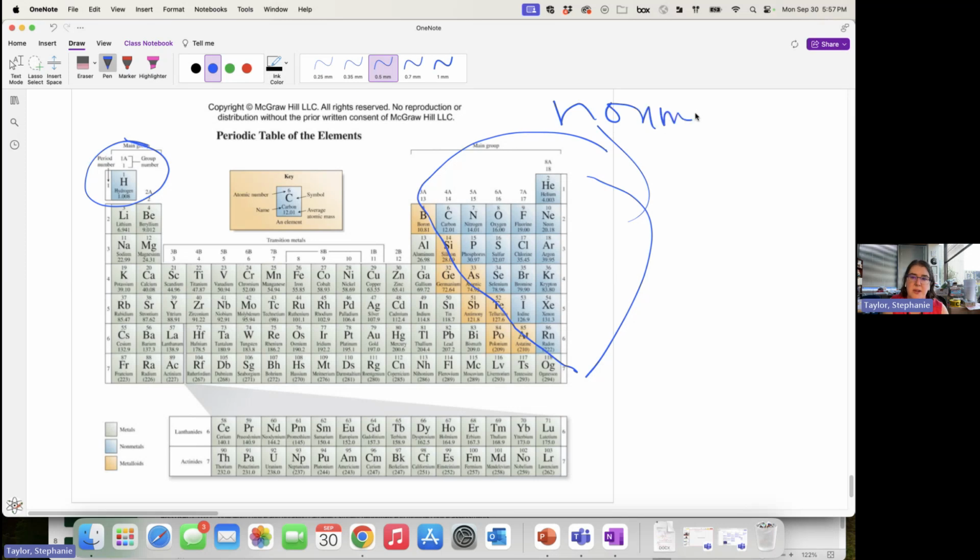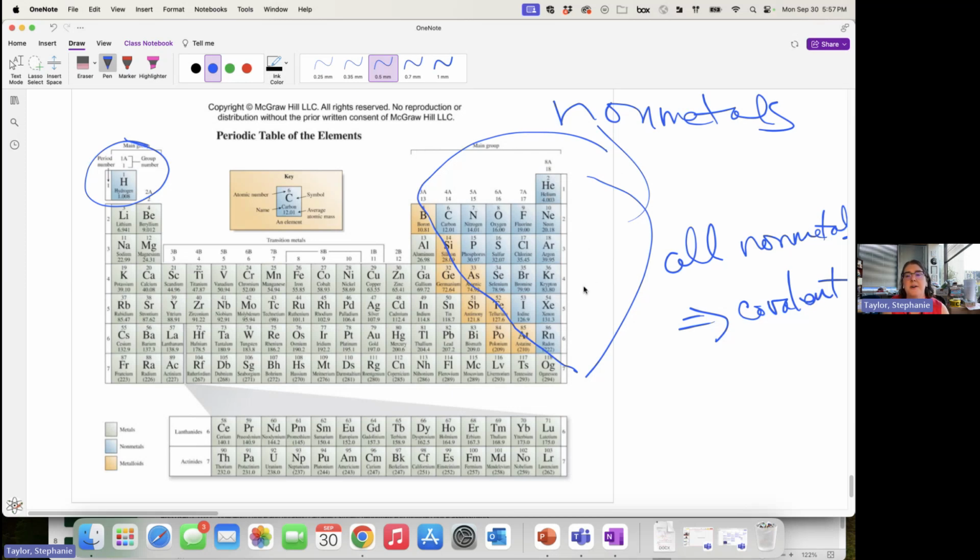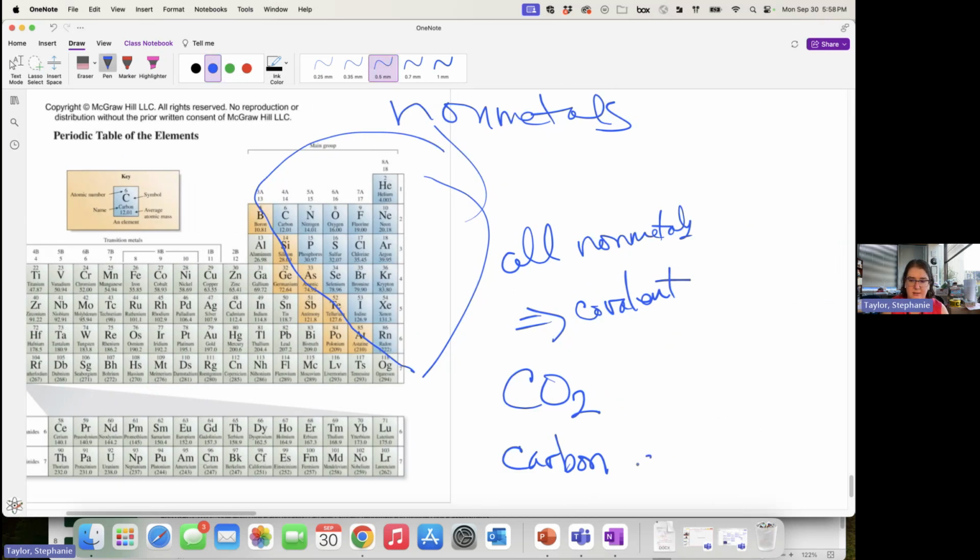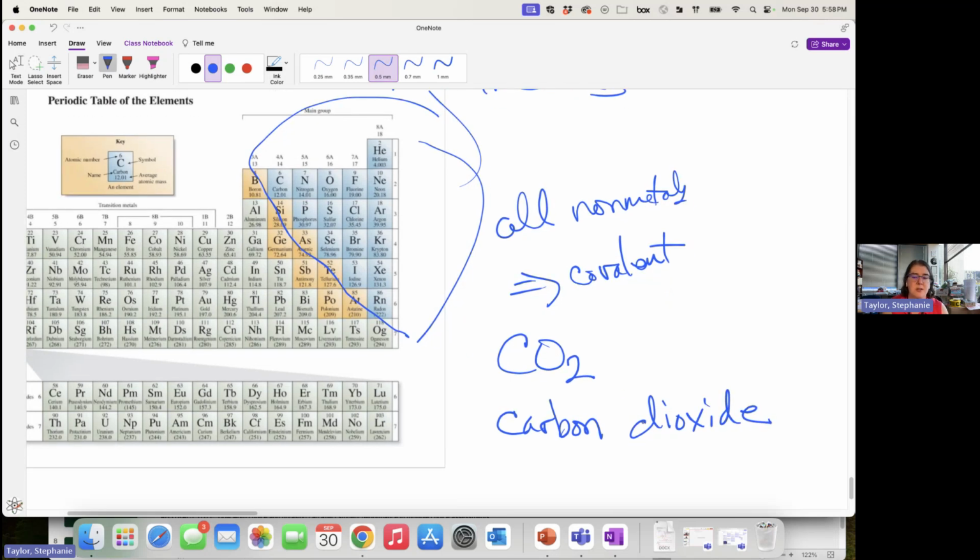So these guys are nonmetals. So if you have all nonmetals, this is going to be covalent. There is an exception to this because there's an exception to just about everything. So if you have this guy, this is carbon dioxide. You have to tell me how many oxygens are in there. Technically, even though the carbon isn't mentioned, it's assumed that it's 1. So if it's more than 1, you have to tell me about that.